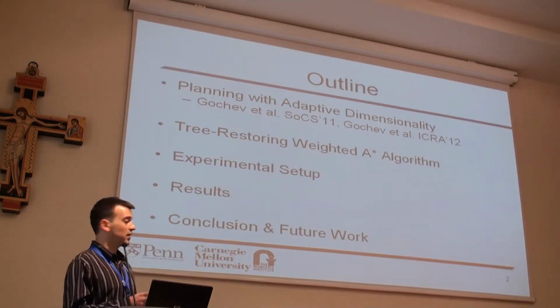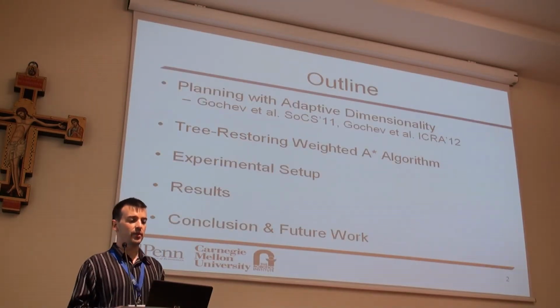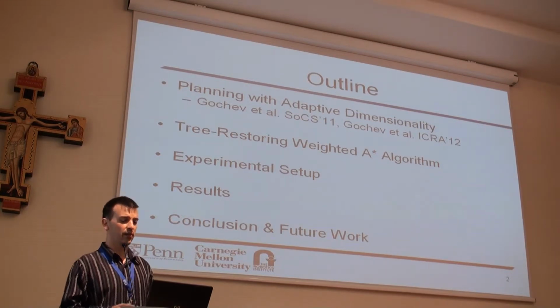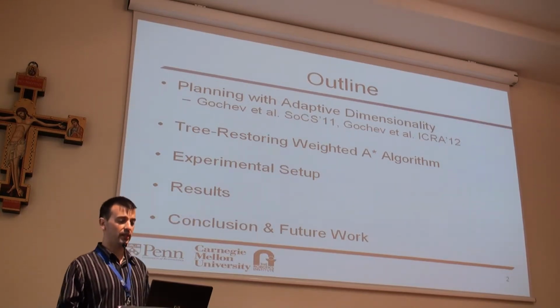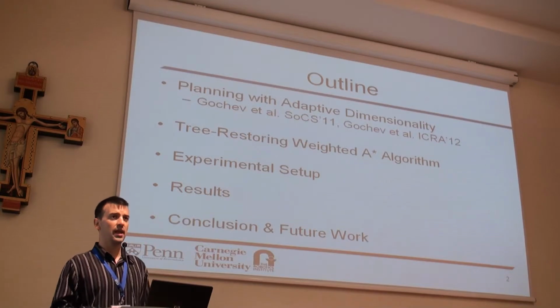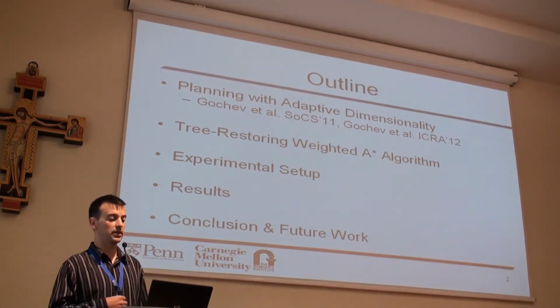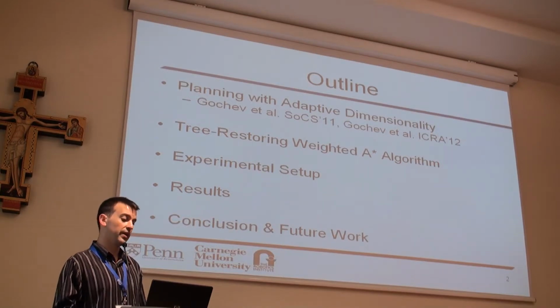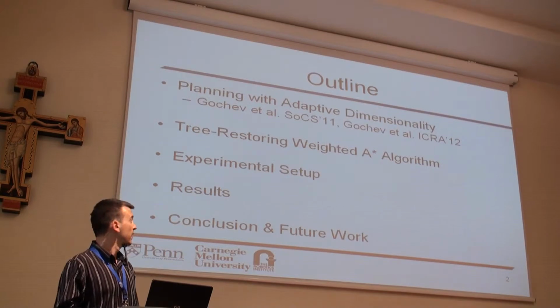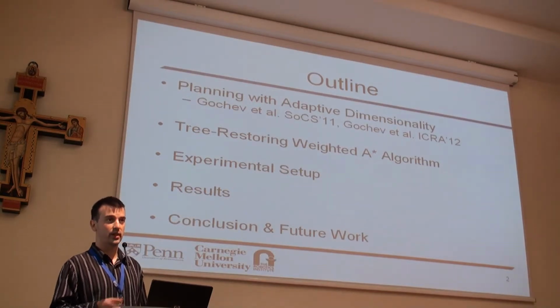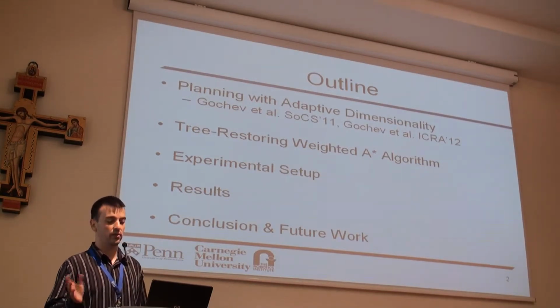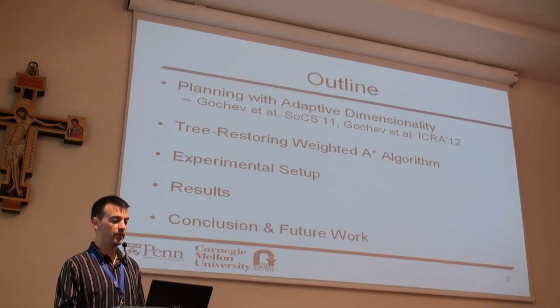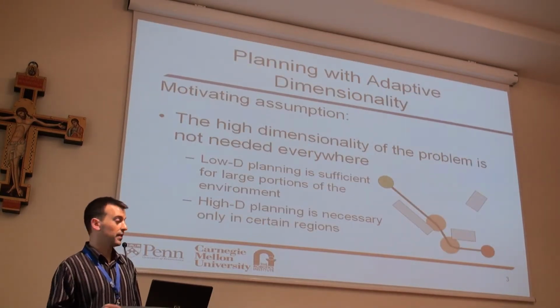So first I'll begin my talk by giving a brief introduction and an overview of our existing algorithm for planning with adaptive dimensionality and how it works. Then I'll go into the novel thing about this work, the novel way of doing incremental weighted A-star search, which we call tree restoring weighted A-star. Then I'll go into our experimental setup and the results that we observed, and I'll conclude with a brief summary and future work goals. So first, planning with adaptive dimensionality.